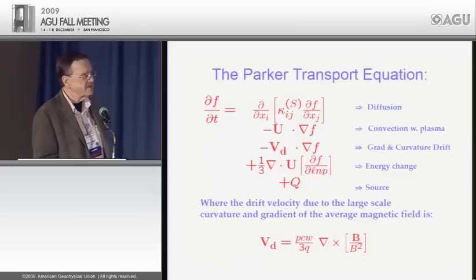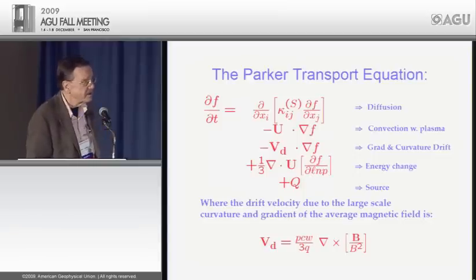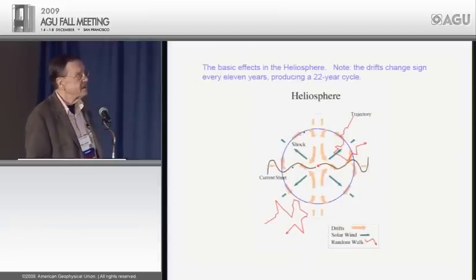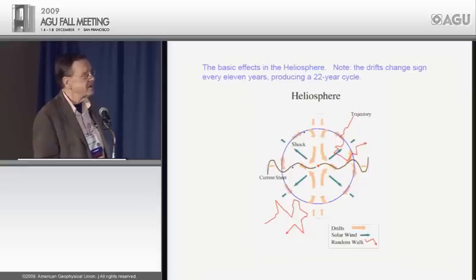So we have basically two major effects. Well, there are three if we look at it a different way. I'll show you that in a minute. But the drift velocities and the diffusion coefficient both get bigger if the magnetic field gets weak, and so does the flow velocity of the solar wind. Next slide. So this is a cartoon illustrating these effects that come from the Parker equation.